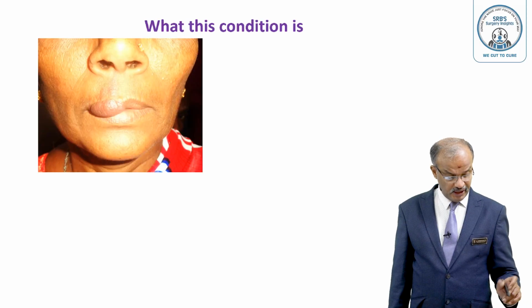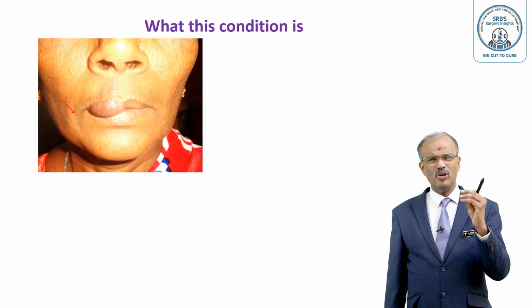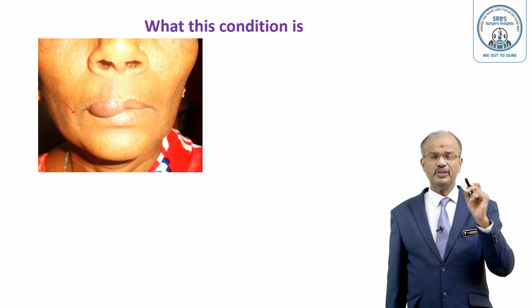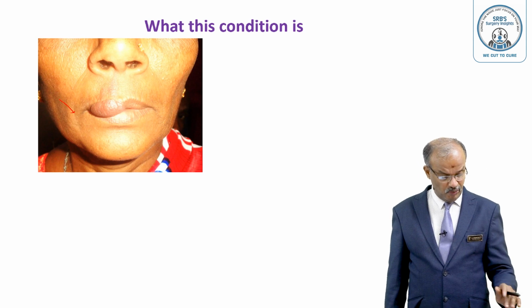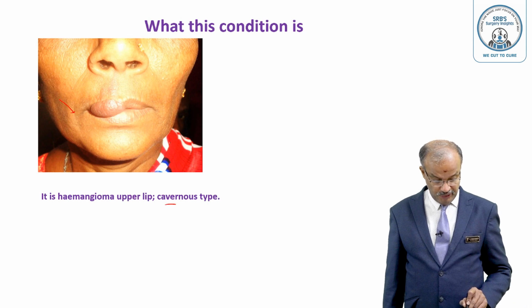Dear students, just a case of a lesion, a swelling in the lip. Find out what this is. So look at that. See that? In the upper lip, a very well localized swelling. Maybe small, difficult to appreciate here, a bluish discoloration. You have to always look at different entities, which we'll discuss. So this is probably the typical look of a hemangioma of the upper lip, cavernous type.